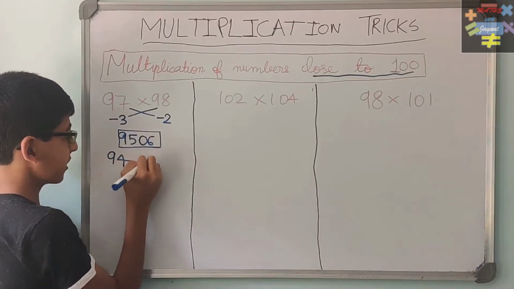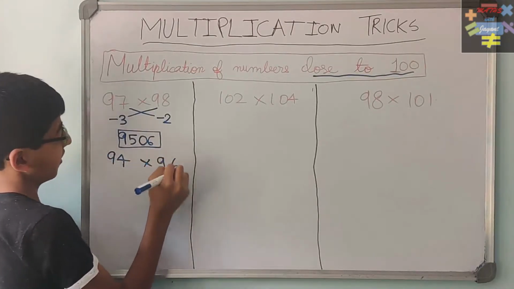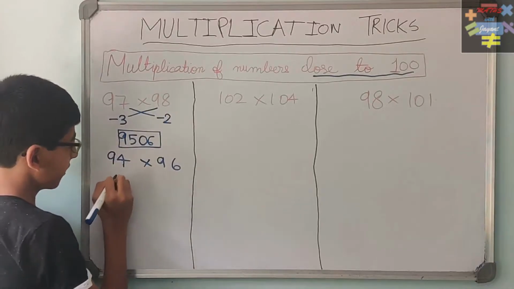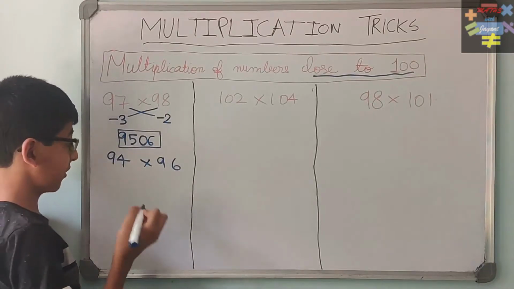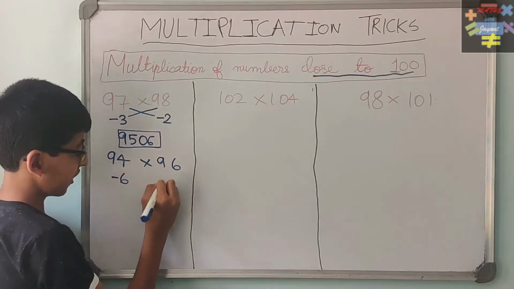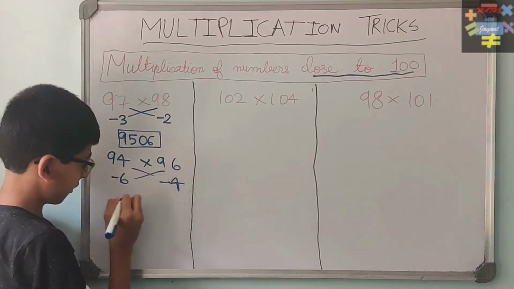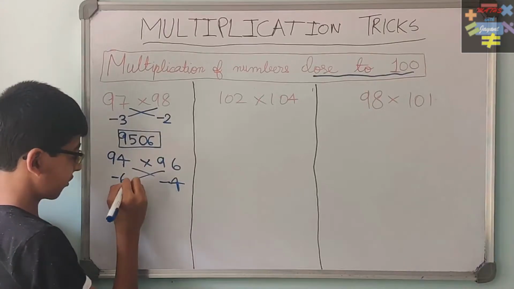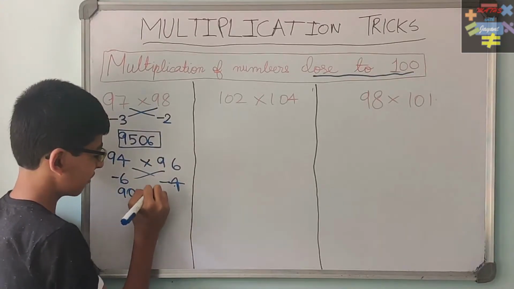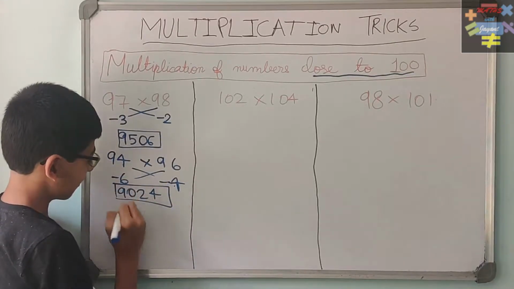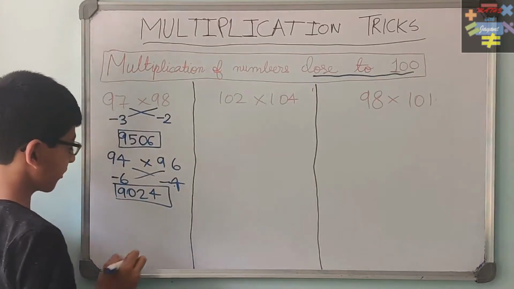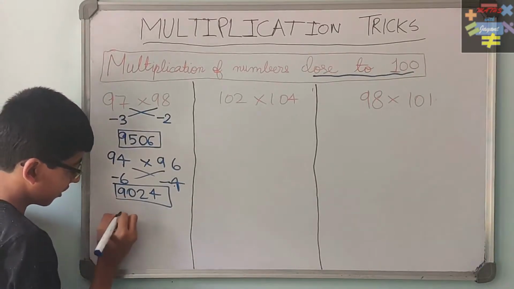Let us solve one more question. 94 into 96. Step 1. Check how much lesser the numbers are. 94 is 6 lesser, 96 is 4 lesser. Do cross. 94 minus 4 or 96 minus 6 gives us 90. 6 into 4 gives us 24. 9024.